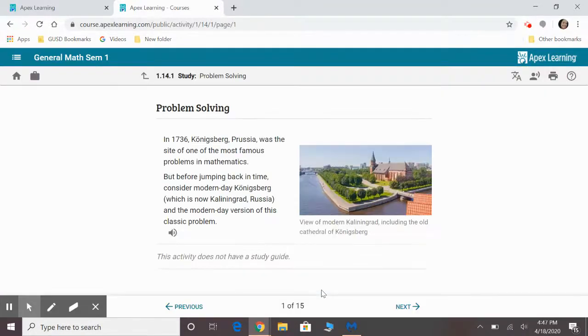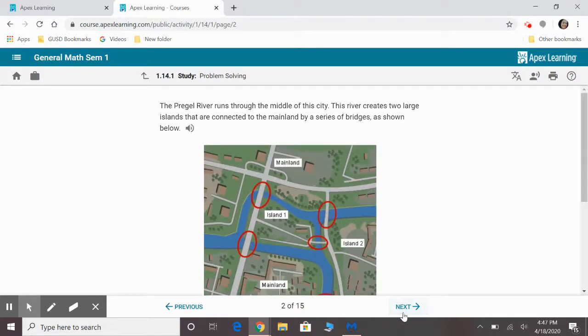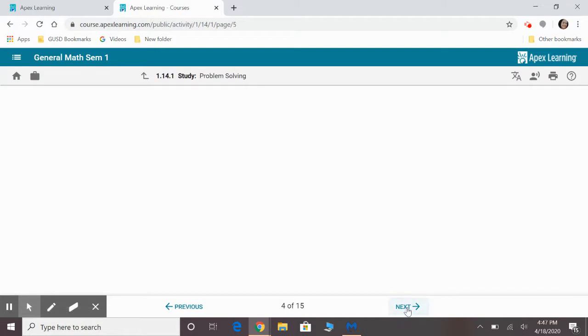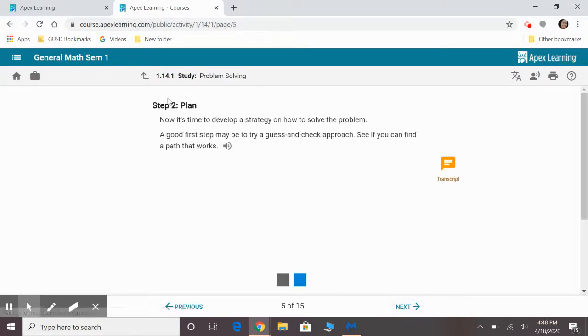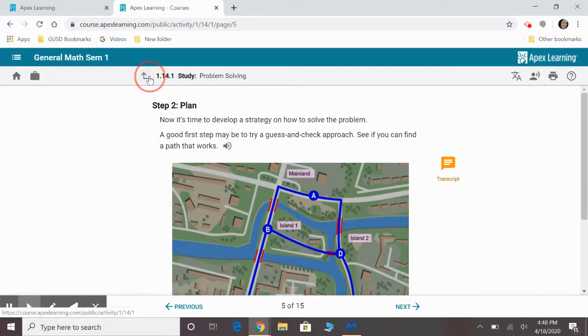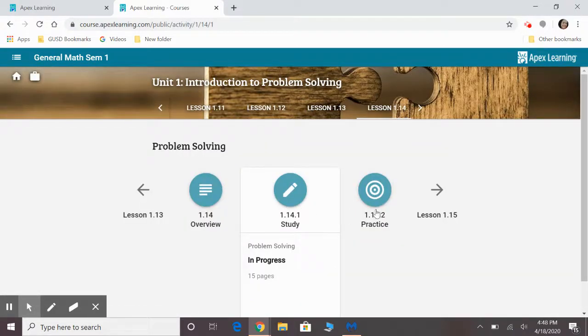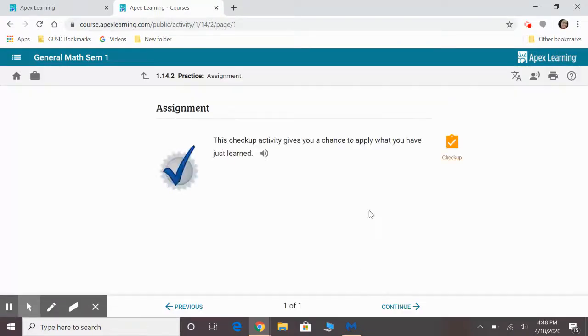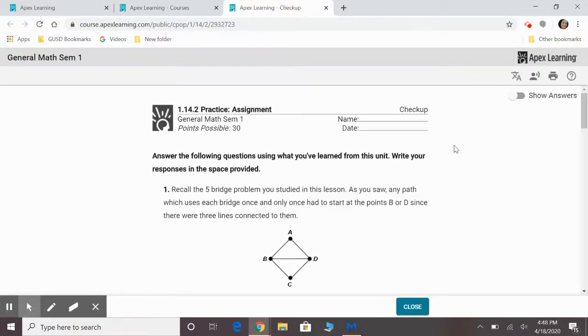So you can come in here, and this is a 15-page overview. And it will take you through just some of the ideas that you covered throughout the unit 1. So that is what lesson 14 is. And then there is a practice assignment, which again, these are not graded and you don't have to do them. I won't be collecting any work from you because I can't. So, or at least I can't do it in this format, like if you printed it out.